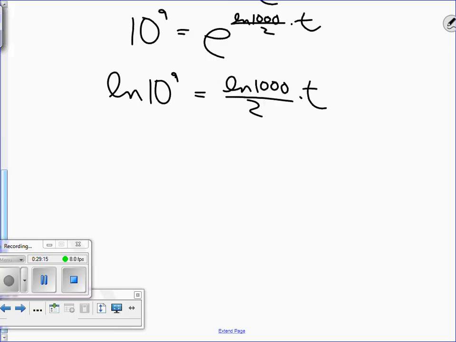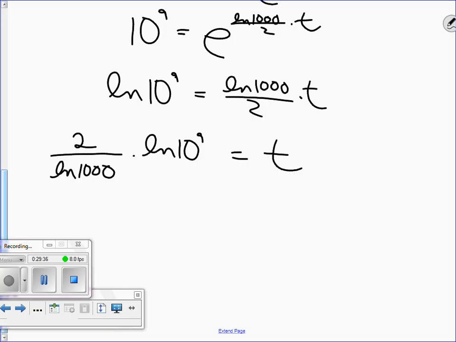Now we want to get t by itself. We can divide by the fraction or multiply by its reciprocal. I like multiplying by reciprocals. So if I multiply each side by 2 over the ln of 1,000, we have the t. We don't need a calculator for this.